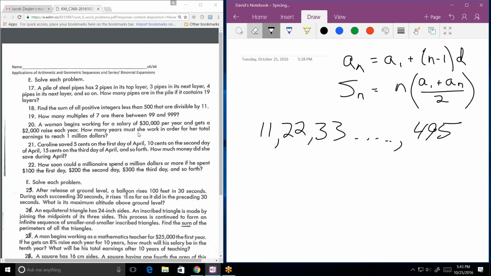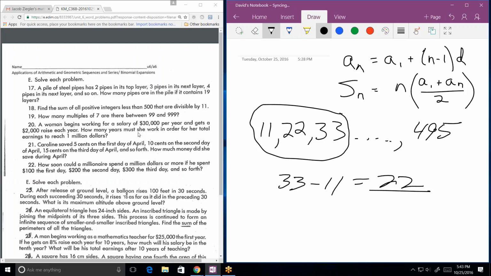Look at these first three terms. How do I get how many terms are in that? 3. Well, I take 33 minus 11, which is 22. I divide it by 11, which is 2, and then I always have to add 1. Understand what I just did there? Yeah. Okay, well, let's do the same thing with our sequence.